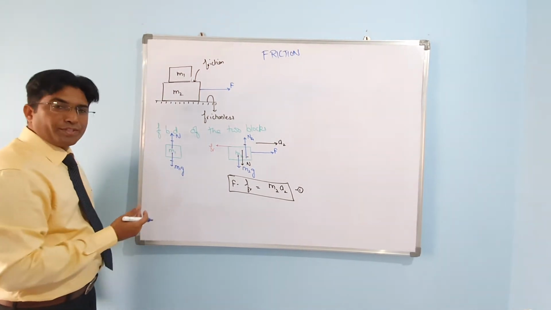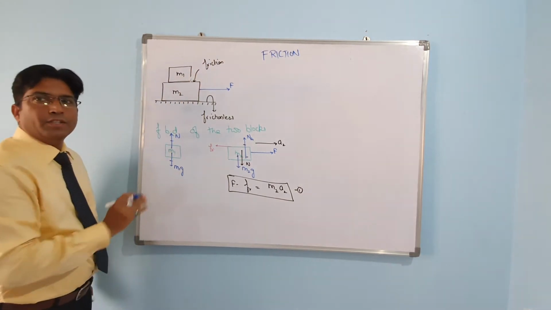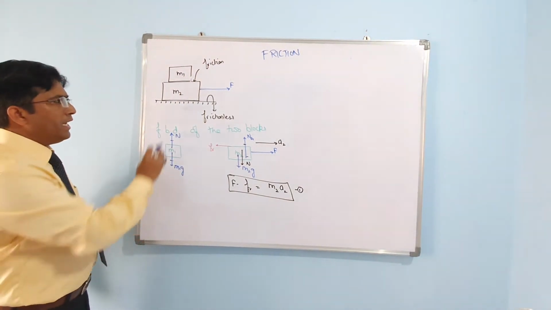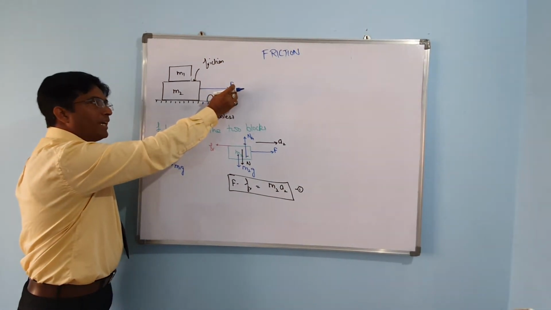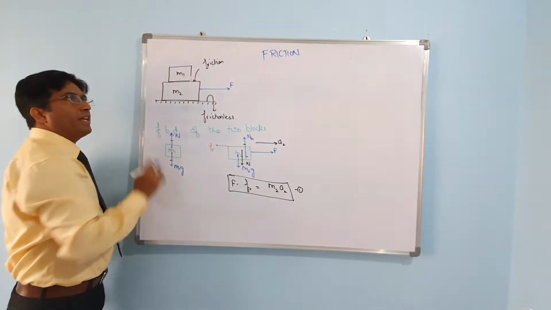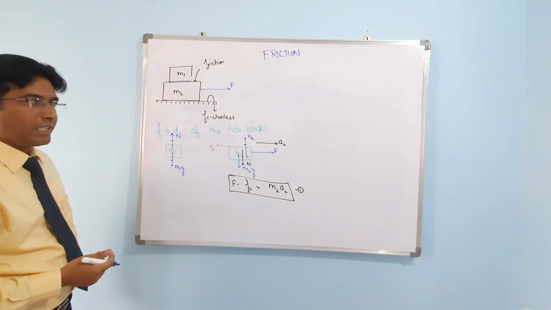In our day-to-day perception, we know that when I am applying force here, both of them tend to move in the horizontal direction. I can justify the motion of M2 by saying that there is an applied force acting on it, but what about M1? Which force is making this block move in the horizontal direction?